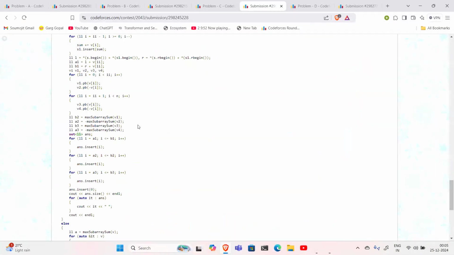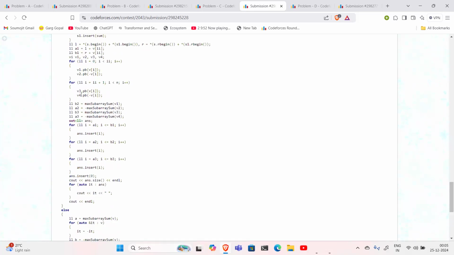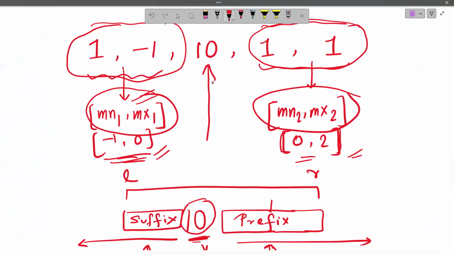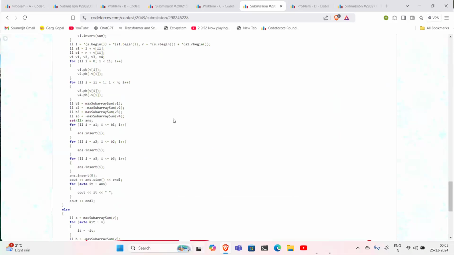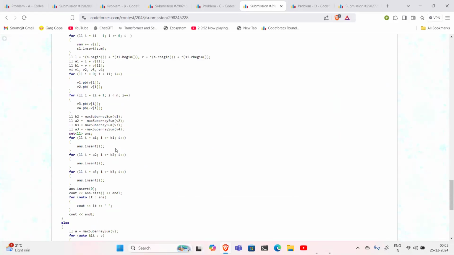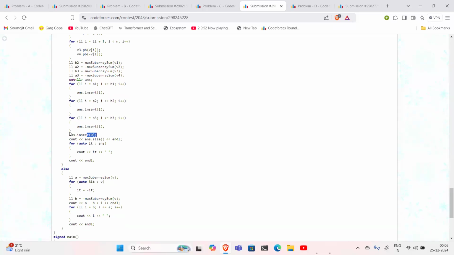Apart from that, I have also constructed the arrays separately: v1, v2, v3, and v4. I have constructed these vectors separately because I have to invoke Kadane's algorithm and pass them to find the answer for each separately. After taking the union of everything, I've got three ranges: A1 to B1, A2 to B2, A3 to B3, and I've just pushed them in my set answer. I've also included zero because an empty subarray has to always be considered, and then I've just printed my set.